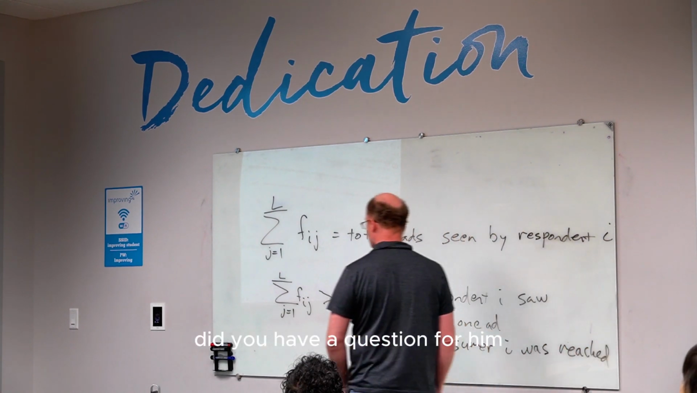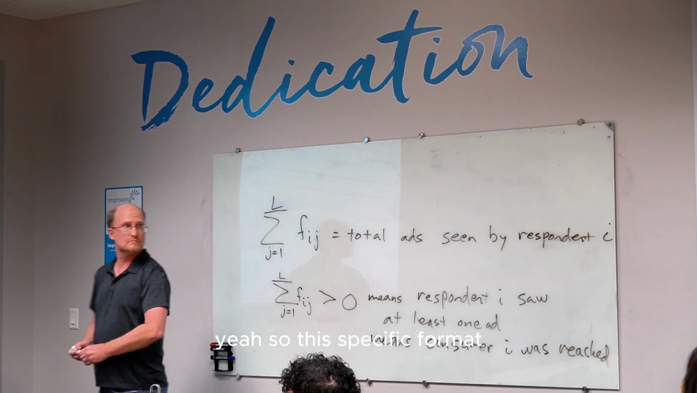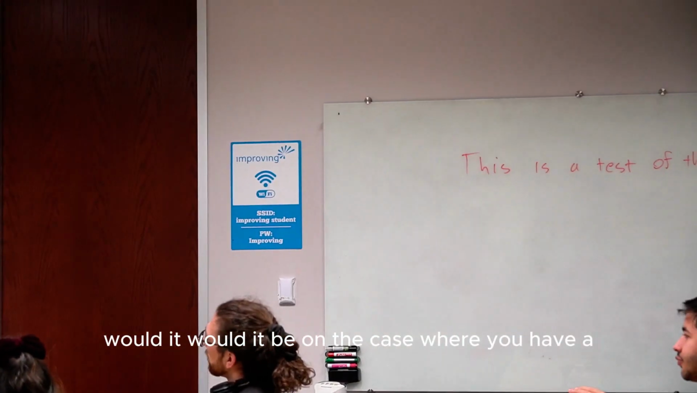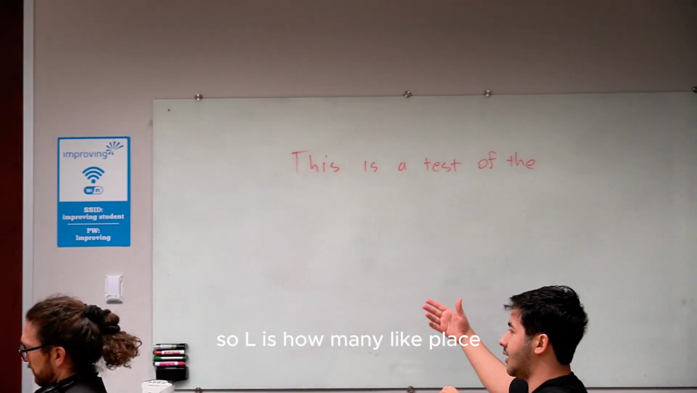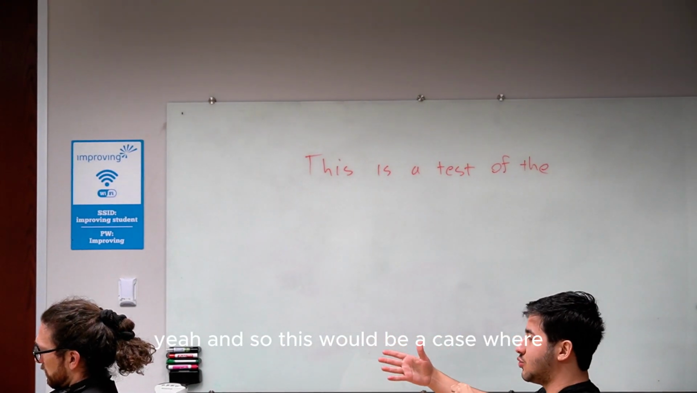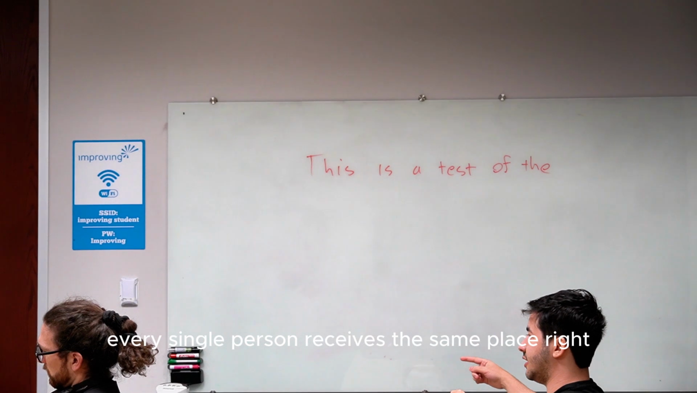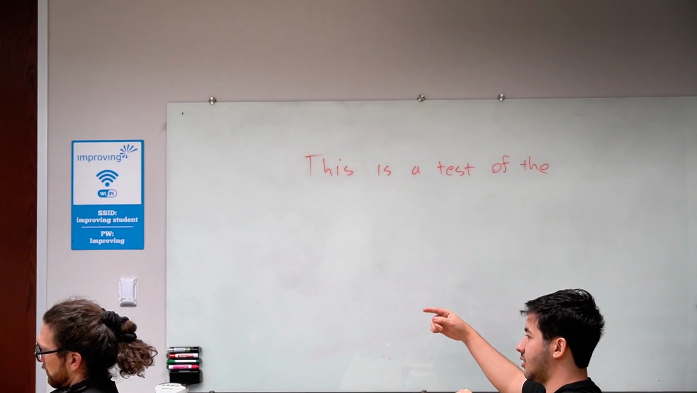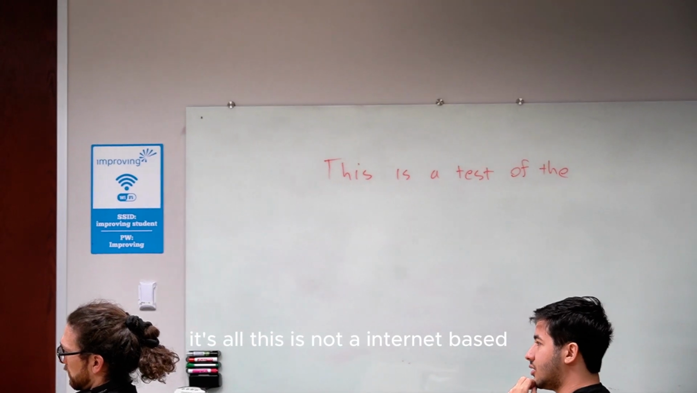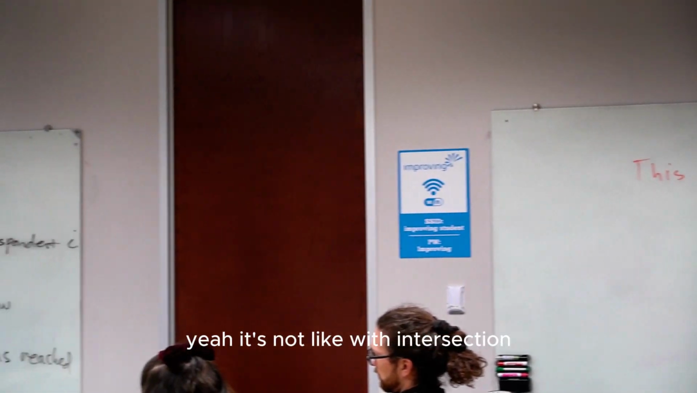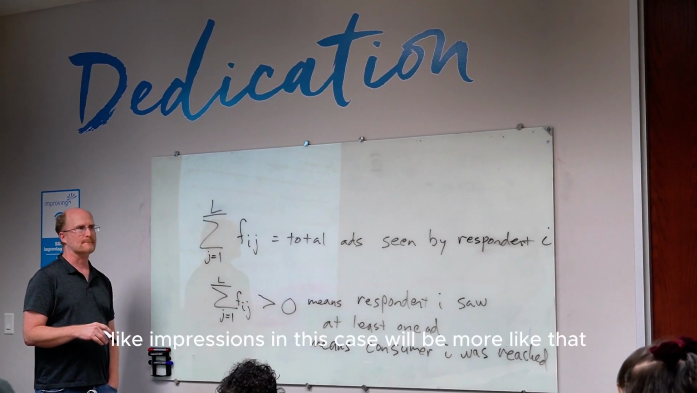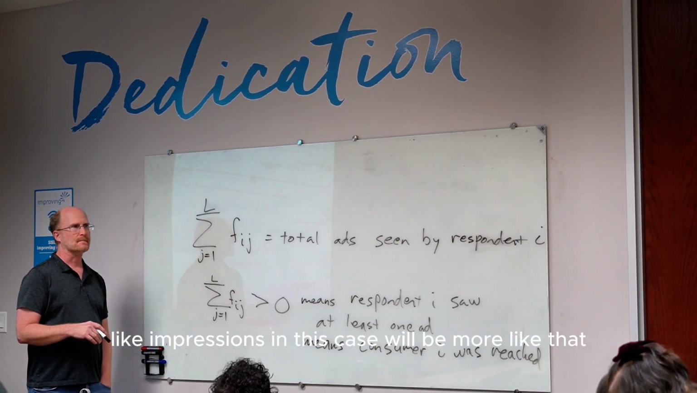Did you have a question, Brian? So this specific formula, L is how many placements, how many quarter hours? Yes. And this would be a case where every single person receives the same placement, right? Because it's not internet-based. With internet, especially Google marketing, impressions would be more at an individual level.